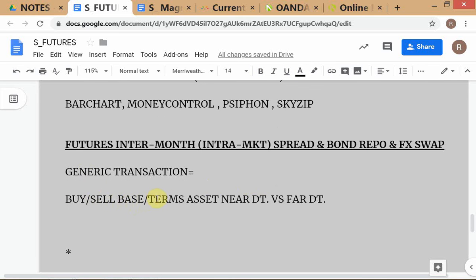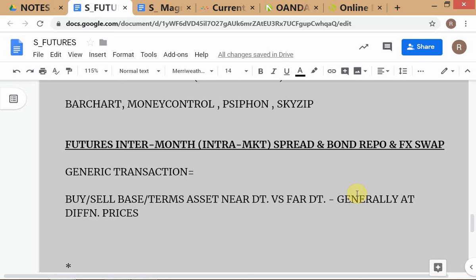Buy or sell the base asset or the terms asset, near date versus far date. And obviously it goes without saying, at different prices. Generally at different prices. Because of some peculiar situations in the market, liquidity problems or dislocations, you could have them at the same price, which is essentially zero interest. If I do a repo transaction where the near date and the far date prices are the same, that essentially means zero interest. Are you able to follow that?